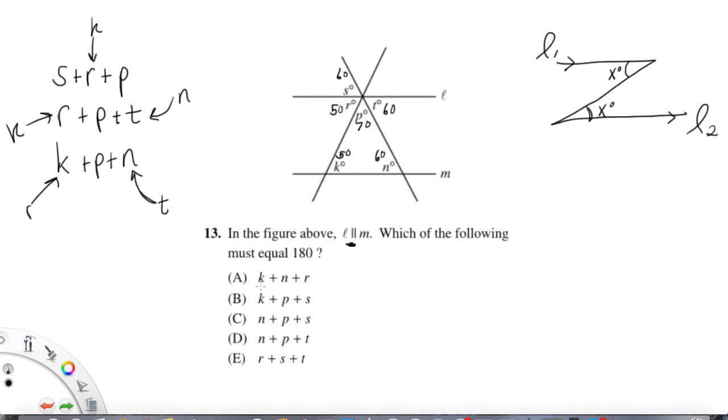So K plus N plus R. K is 50 plus N is 60, so we're looking for 70. But R is only 50, so that doesn't work. Okay? B says K, 50, plus P, which is 70. We're looking for 60. S is 60, so that works. These other ones will not work.